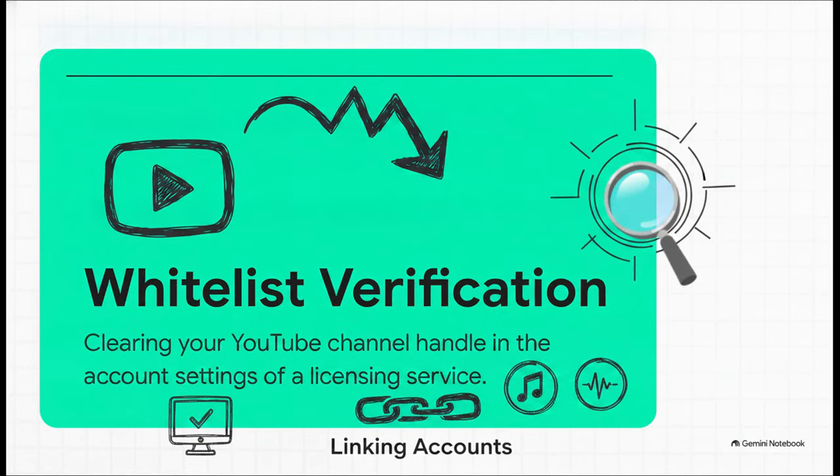But here's the kicker. Simply paying for a music license isn't actually enough. The crucial step most creators miss is whitelist verification. You absolutely must explicitly clear your specific YouTube channel handle right there in the account settings of your licensing service, whether we're talking about Epidemic Sound, Artlist, or another provider. Because if YouTube's back-end bots don't recognize your exact handle as authorized, that real-time scanner we talked about earlier, it's still going to mute you. So verify the handle, always.